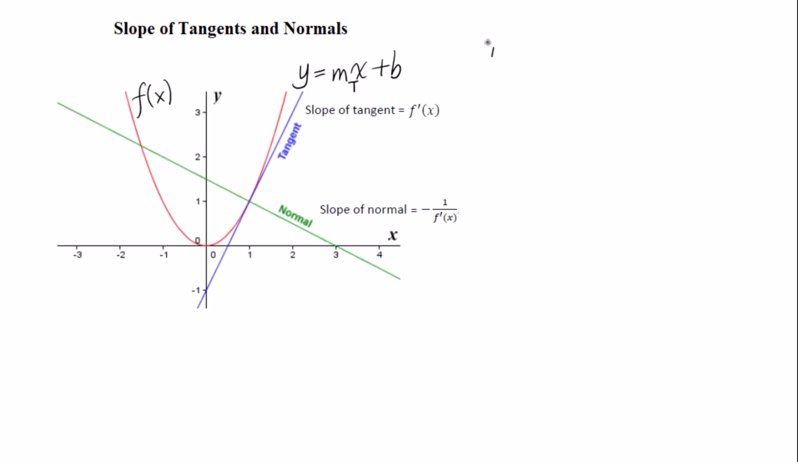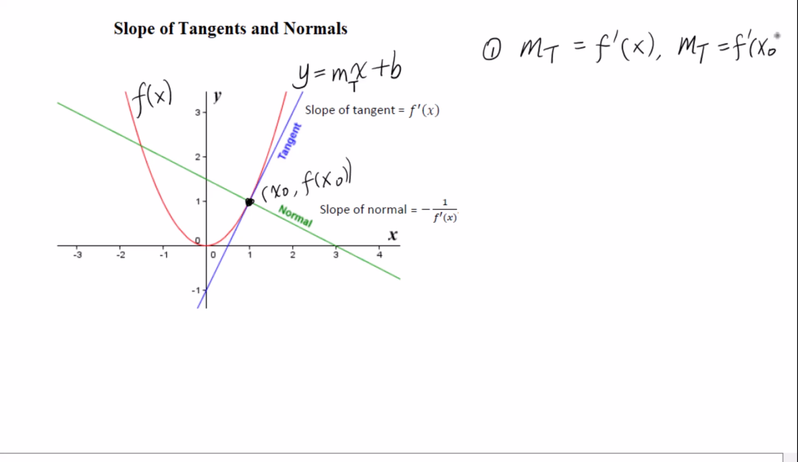First of all, we know the slope of a tangent line equals f prime of x. Let's label the point as x0, y0, or f of x0. Then the slope of the tangent line equals f prime of x0.